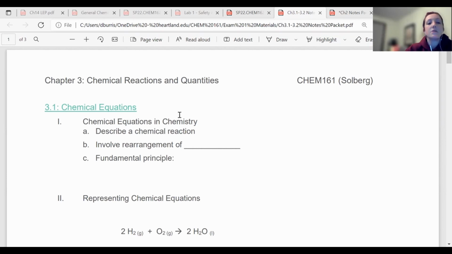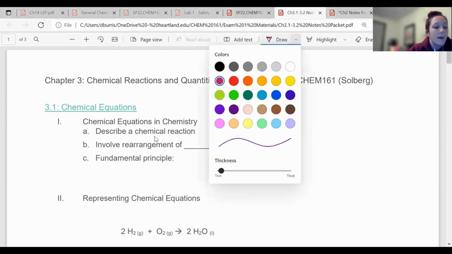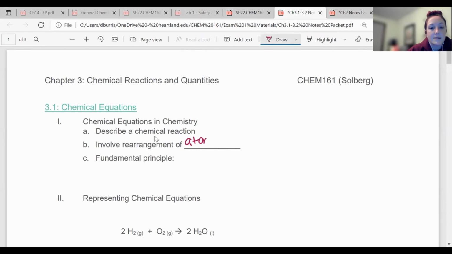So, talking about chemical equations. What is a chemical equation? A chemical equation is something in chemistry that describes a chemical reaction. It tells me what's going on with the chemicals, the molecules, the atoms, the bonds. It's going to involve some type of rearrangement of atoms to make different bonds and such. So it's going to rearrange the atoms, and now I get different molecules. That's all a chemical reaction is. It breaks bonds, makes new ones, and I get different molecules.